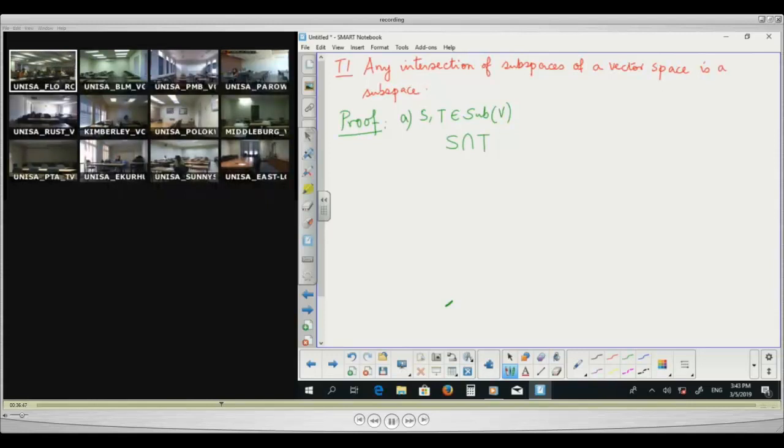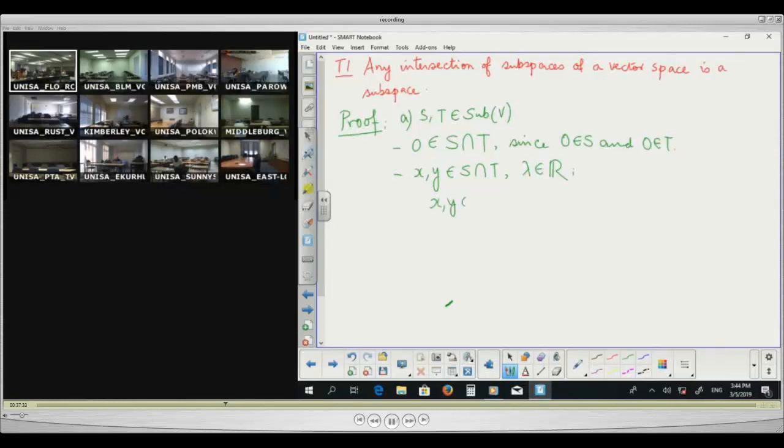Now I'll do it in one step. Let's take x and y from S intersection T and a lambda from R. Instead of doing those 2 checks, I'll be doing it in one step, right? So what is it? Now, x and y belong to S intersection T. This implies that x and y belong to S, and x and y belong to T. It's the same thing. That's the intersection.